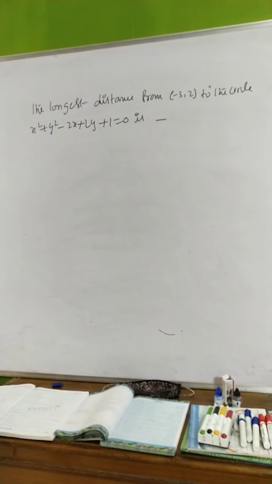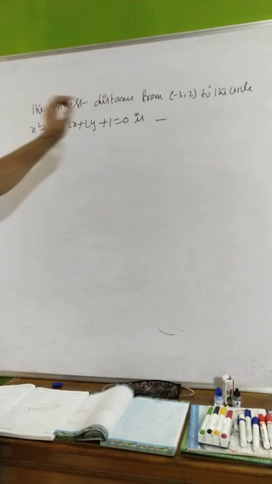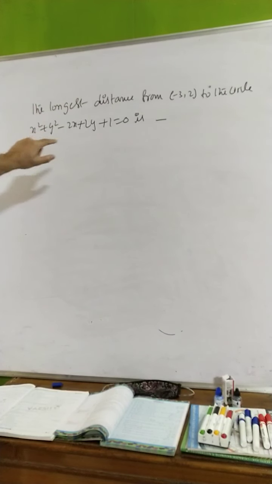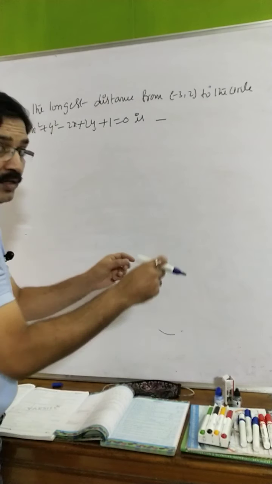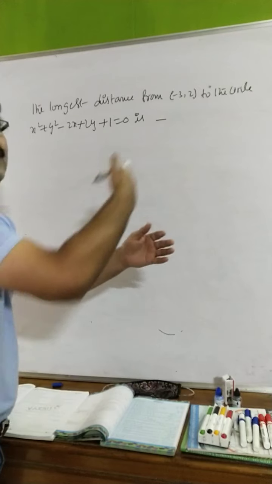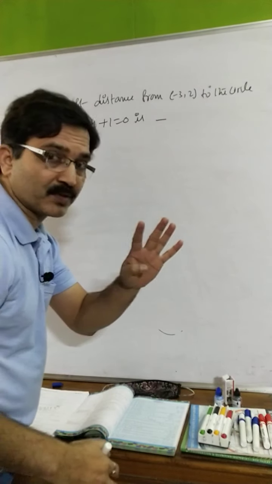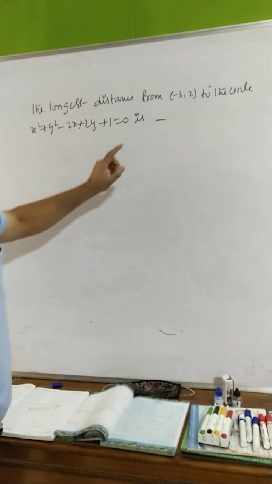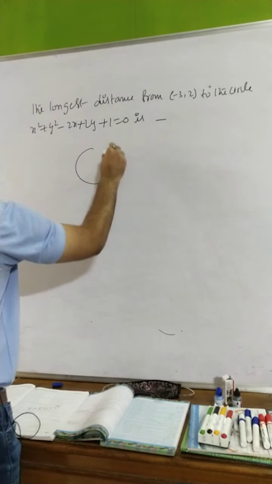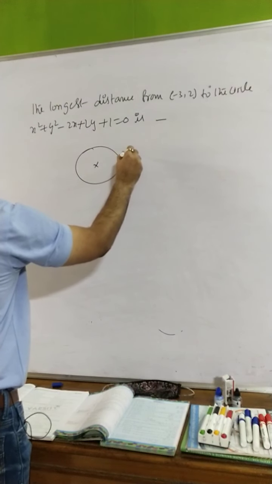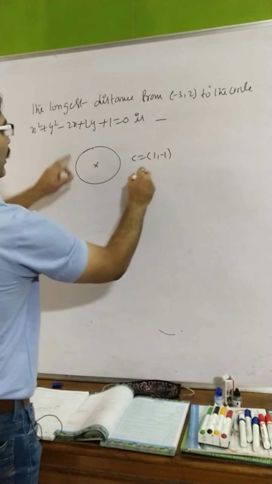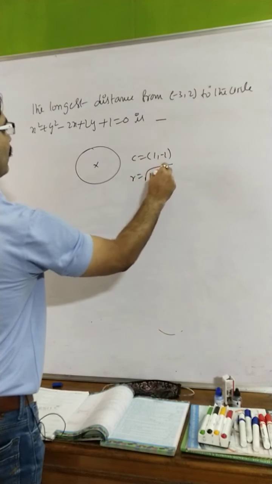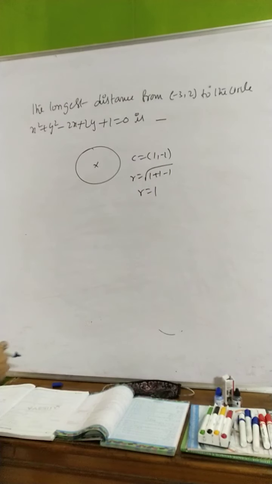There is a chance to ask types of questions in this one: shortest distance, longest distance, and afterwards the nearest point and the farthest point. There is a chance to ask 4 types of question. Probably I would like to do one here. For example, the circle is given like this. The center of the circle is anyhow required, that is (1, -1) you are getting. Radius is the square root of 1 plus 1 minus 1. The radius is 1 we are getting here.